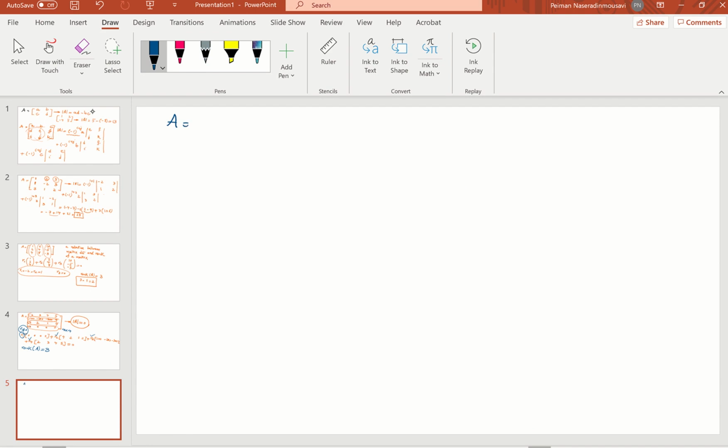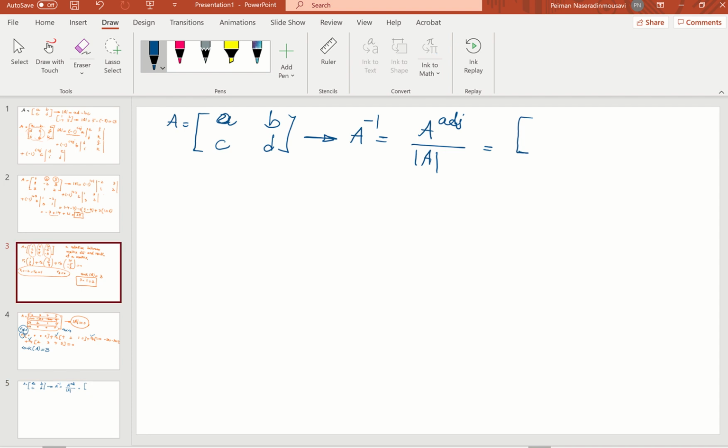Suppose that you have a 2 by 2 matrix A, B, C, D. From algebra, you know that the inverse of a matrix is going to be the adjugate divided by the determinant of A. For a 2 by 2 matrix, for the adjugate you switch the places of the diagonal elements, A and D, and make the non-diagonal elements negative.